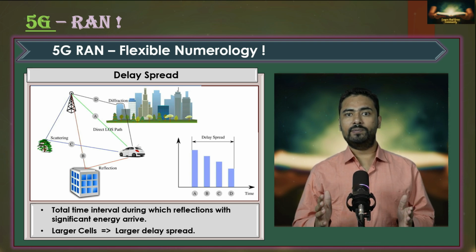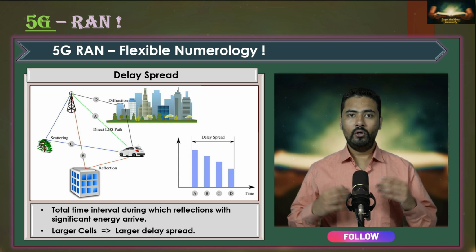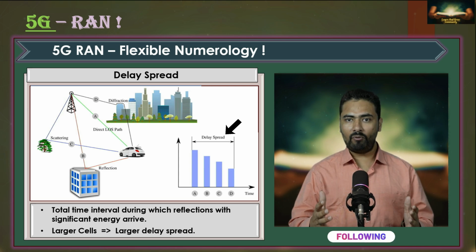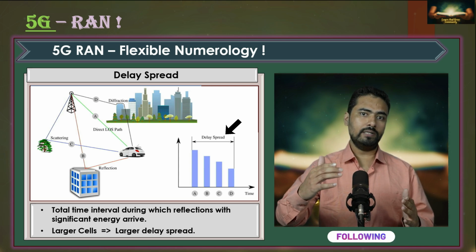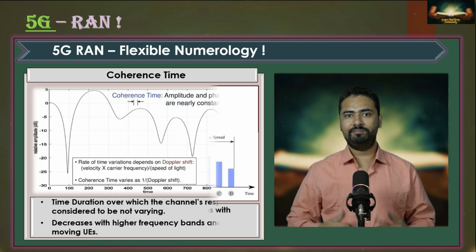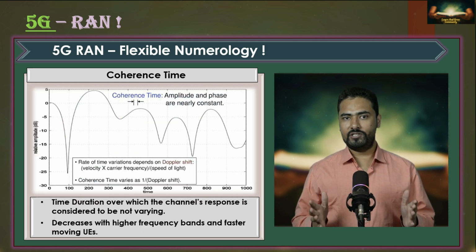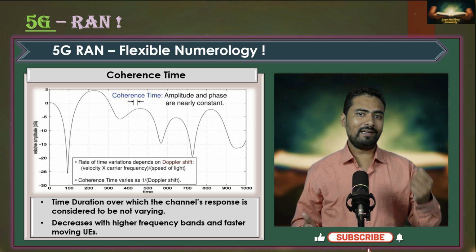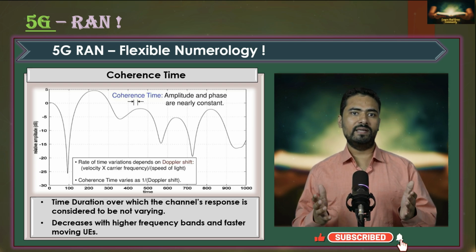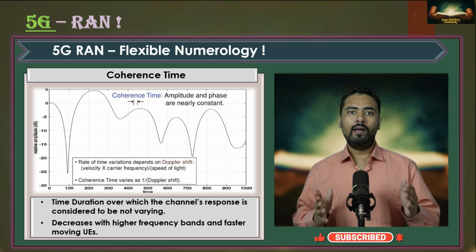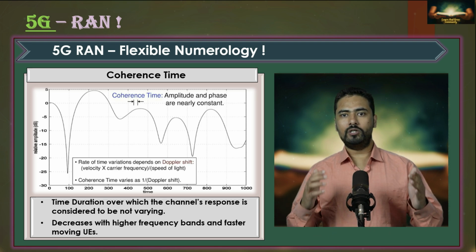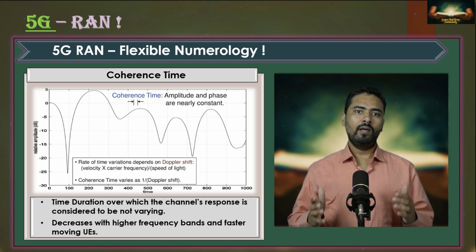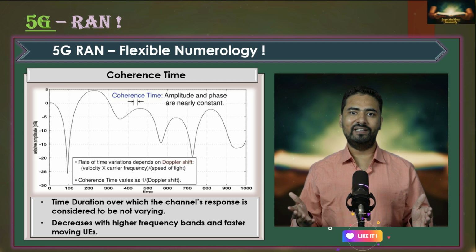Larger cells usually experience higher delay spreads. So the delay spread is the gap of duration between the first received impulse and the last received pulse. Now let's discuss coherence time. Coherence time refers to the time period during which the characteristics of a communication channel remain relatively constant. It is the duration over which the channel response is stable, which means it does not change significantly.